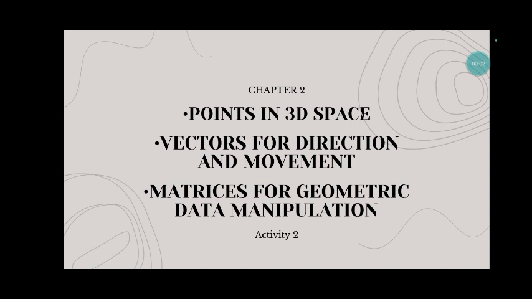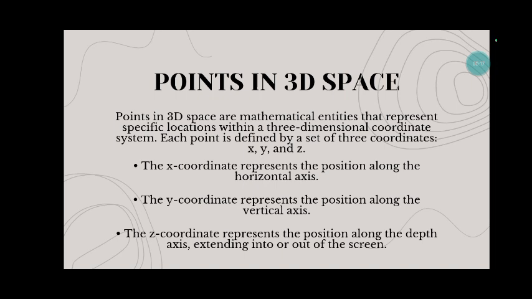So activity 2, first one, points in 3D space, vectors for direction and movement, matrices for geometric data manipulation under chapter 2. Points in 3D space. Points in 3D space are mathematical entities that represent specific locations within a three-dimensional coordinate system.